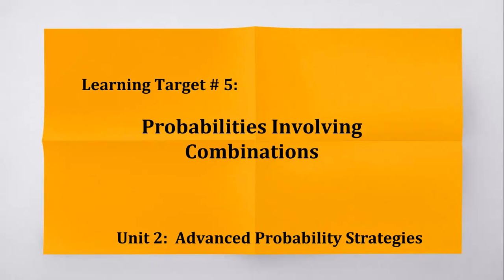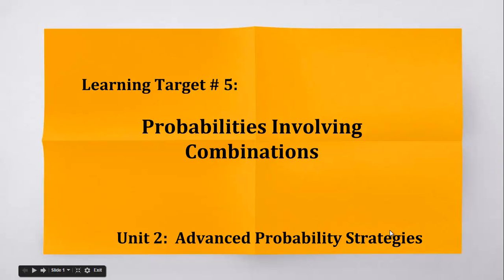Okay, welcome to Learning Target 5. This is probabilities involving combinations. This is probably the biggest learning target of this unit because we've done a lot of permutations even in the past unit, and so this is the biggest thing that's kind of new. And it's not that it's new, it's still combinations, but we're going to see some new strategies just using combinations that we can look at.